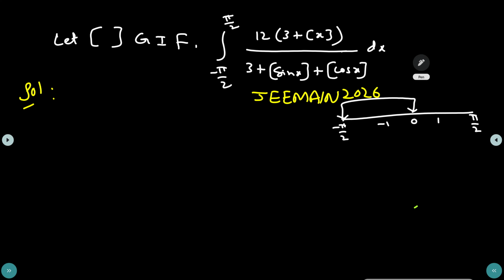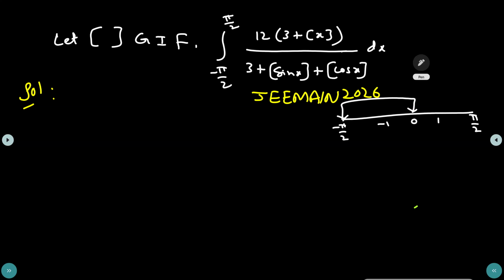Yes, this is a JEE Main question. So, definite integration. The question contains GIF, the step function. So observe the trick here. Whenever you find a step function or greatest integer function, GIF, you first split the given interval.